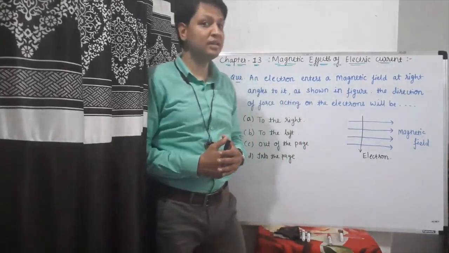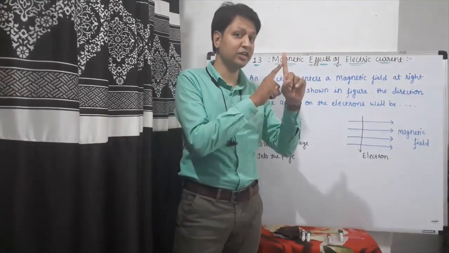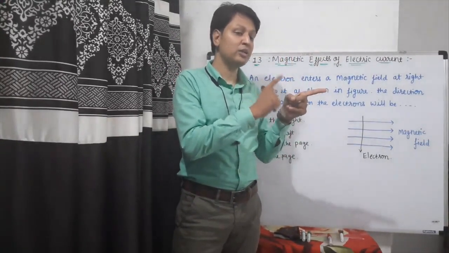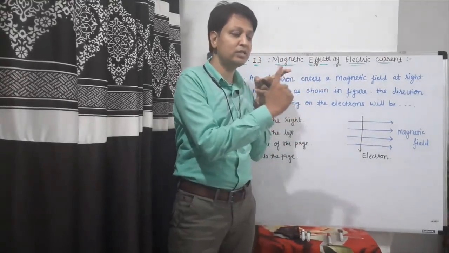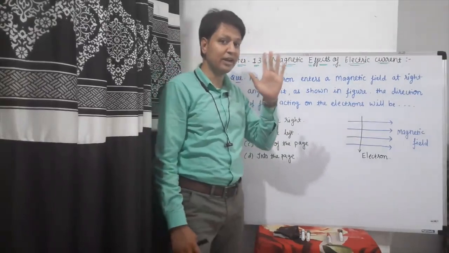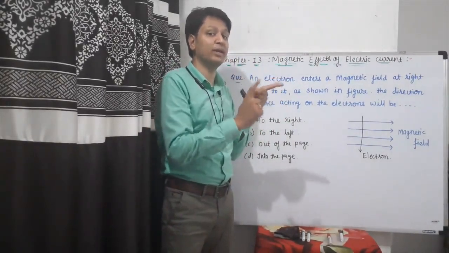Students, Fleming's left hand rule is represented by your left hand's first finger. First finger is represented as magnetic field. That means this first finger is representing the magnetic field. Imagine this is my left hand and this finger is pointing in the direction of magnetic field.